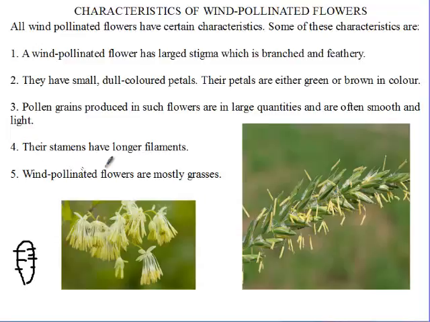They also have long filaments. Their stamens have longer filaments. Now with the longer filaments, that means they are projecting the anther to the wind so that they can easily come in contact with it, and then the wind can easily blow the smooth and light pollen grains away. Now, wind pollinated flowers are mostly grasses. These are the types of flowers that are mostly pollinated by wind.